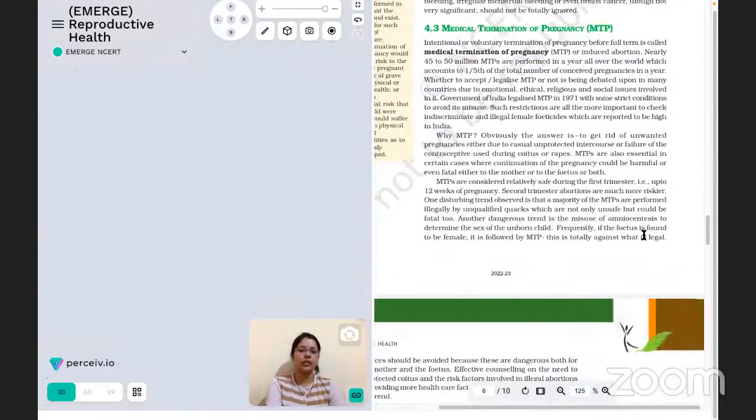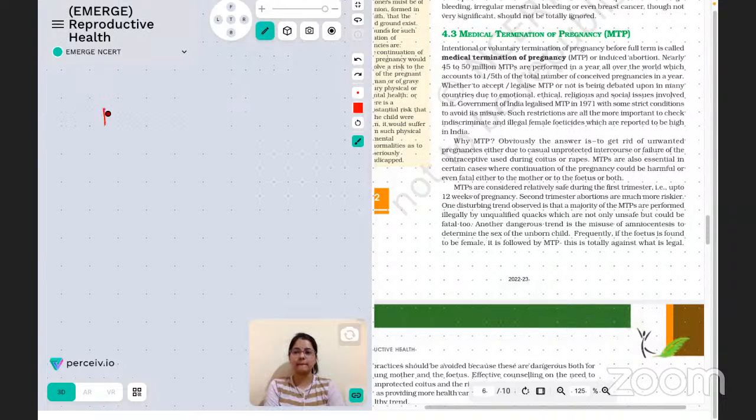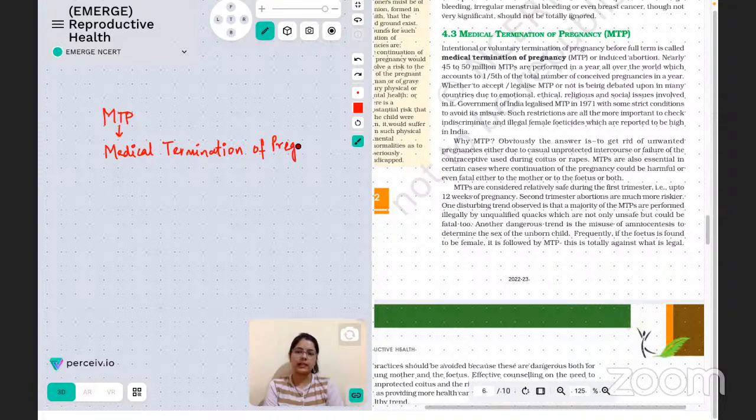Now let us take a look into the MTP part, which is medical termination of pregnancy. So this MTP basically stands for medical termination of pregnancy. Now, this medical termination of pregnancy is also considered to be induced abortion.